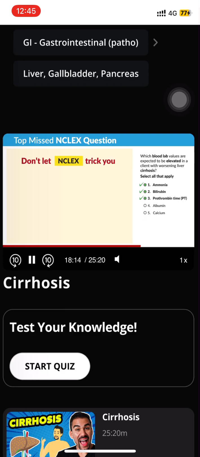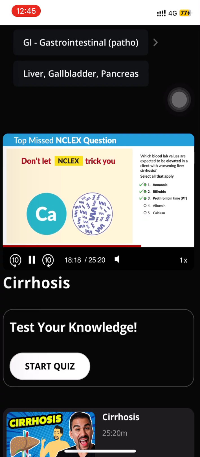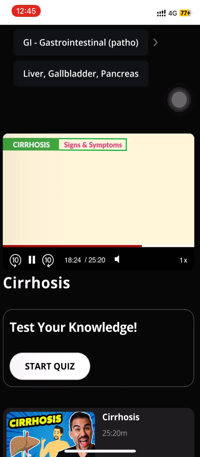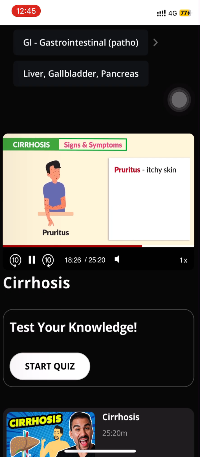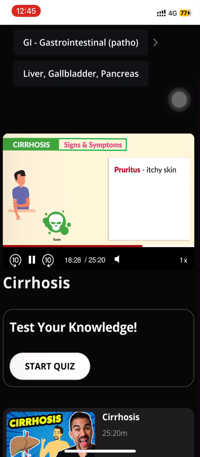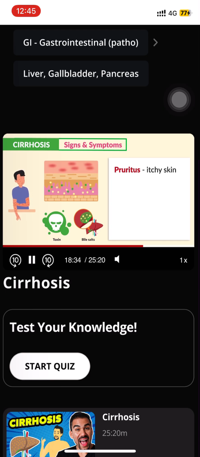Now, don't let the NCLEX trick you here. They always try and get you to choose albumin and calcium, saying that they're elevated, but no, they will always be low. Now, another sign and symptom is pruritus, that itchy skin. You see, as toxins and bile salts build up under the skin, this causes major itching. Just think about it here. The recycling detox filter, the liver, is broken, so the body's naturally filling up with waste products.